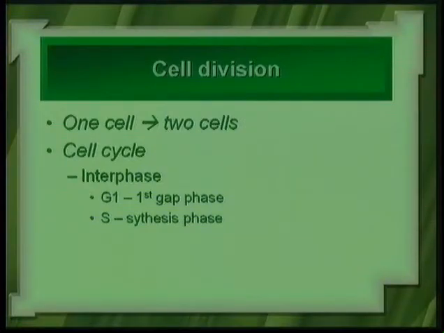Then after the gap 1 phase, you have a phase known as the S phase, because it's called the synthesis phase. This S phase, or synthesis phase, allows for the replication of DNA, which is very important. That's why they call it the synthesis phase. The third part of the interphase is the gap 2 phase, or the second gap phase, or the G2 phase. During this time, the cell is readying itself to do cell division, to actually divide.